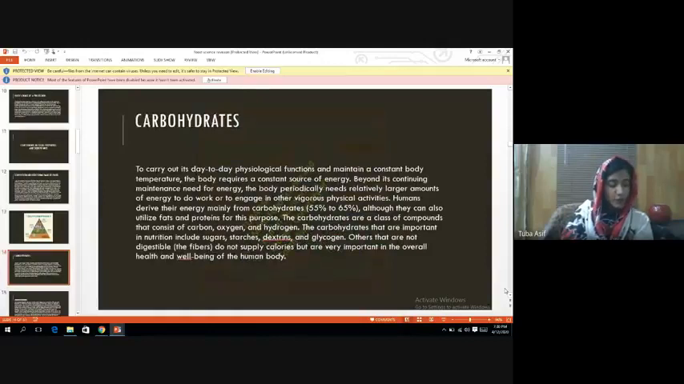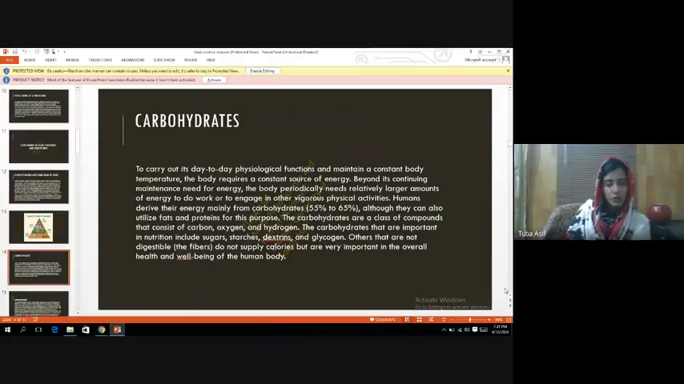So next, the first macronutrient we will be discussing is carbohydrates. Carbohydrates, as we know, are polyhydroxyaldehydes or polyhydroxyketones. Poly means many, hydroxy means hydroxy group, a functional group. Carbohydrate, as the name suggests, is composed of carbon, hydrogen, and oxygen, in which the ratio of hydrogen and oxygen is the same as in water, that is two atoms of hydrogen and one atom of oxygen.